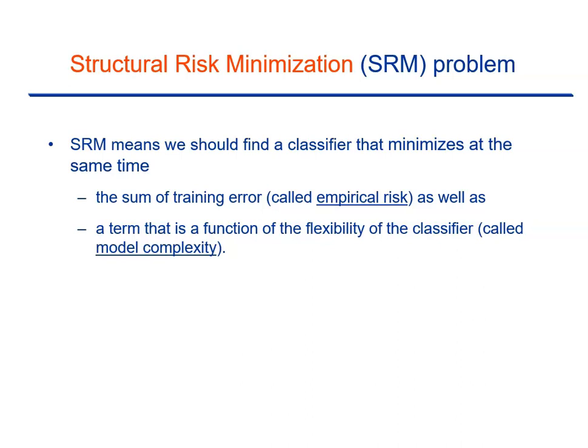So in support vector machines, we solve what is called a structural risk minimization problem, that tries to find the classifier that minimizes two objectives at the same time. One is the sum of the training errors, which is what we want in any classification problem, right? This is called empirical risk. But at the same time, we try to optimize a term that is a function of the flexibility of the classifier, which is called model complexity. The flexibility of the classifier being given by the VC dimension of that problem.